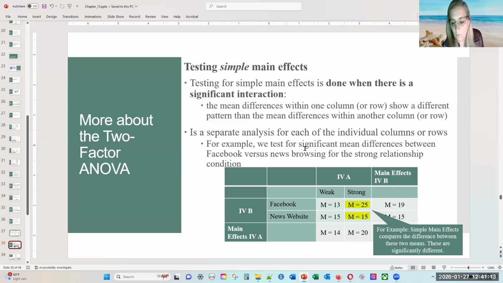For example, we test for significant mean differences between Facebook versus news browsing for the strong relationship condition. So really it's making comparisons between all these possibilities, right? It's seeing is there a difference between these two cells? Also, you would look for a difference between these two cells and these two cells and these two cells.